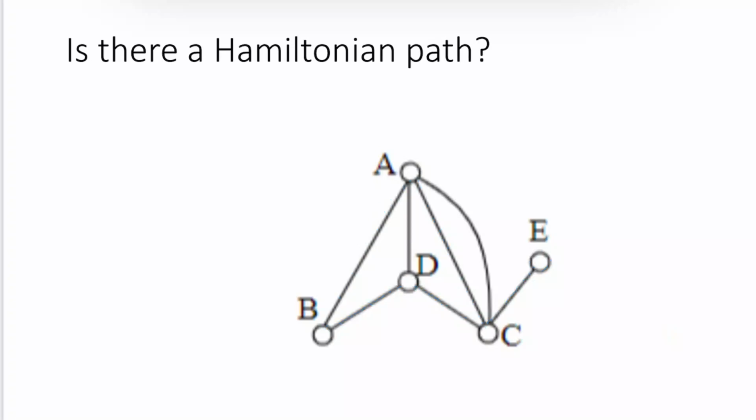However, it is possible to do a Hamiltonian path because if I start at E and go to C and then A and D and B, I've visited every vertex exactly once. And so that would be a Hamiltonian path.